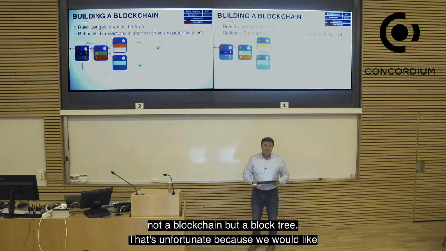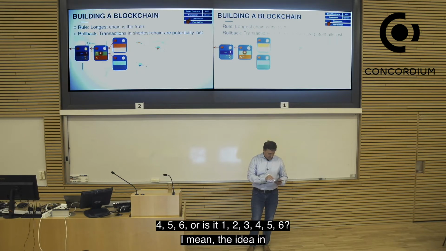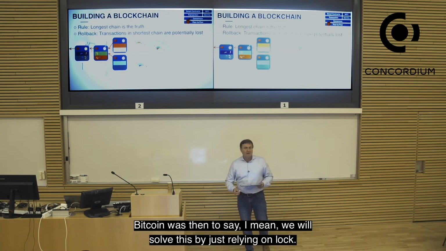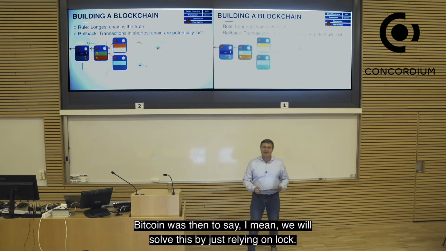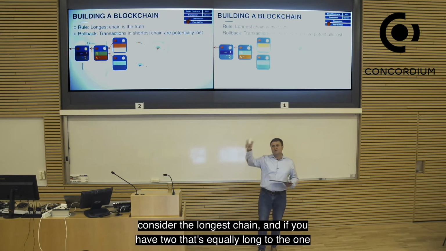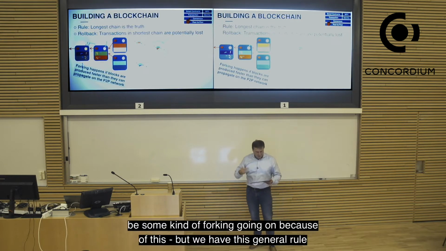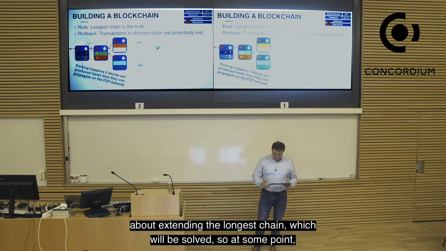That's unfortunate, because we would like to have one truth. What's the order of transactions now? Is it 1, 2, 3, 4, 5, 6, or is it 1, 2, 3, 4, 5, 6? The idea in Bitcoin was to resolve this by just relying on luck. The rule is, when you win and get to extend the chain, you have to extend what you consider the longest chain. And if you have two that are equally long, just the one you saw first, some kind of tie-breaking rule. So there will be some forking going on because of this, but we have this general rule about extending the longest chain, which will resolve it.